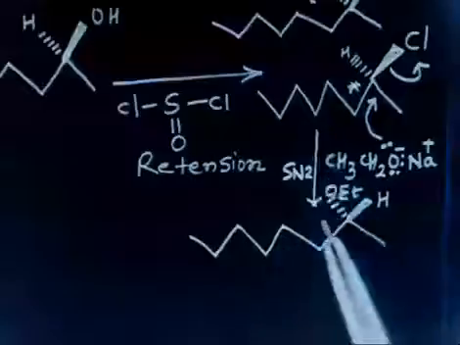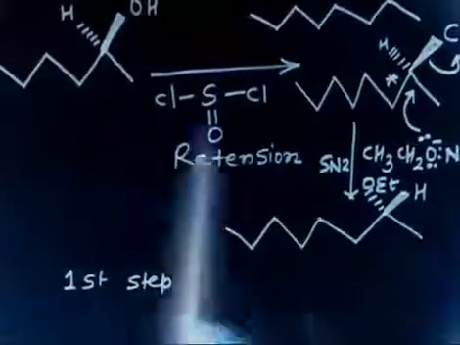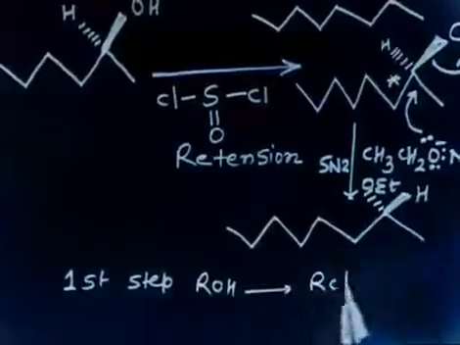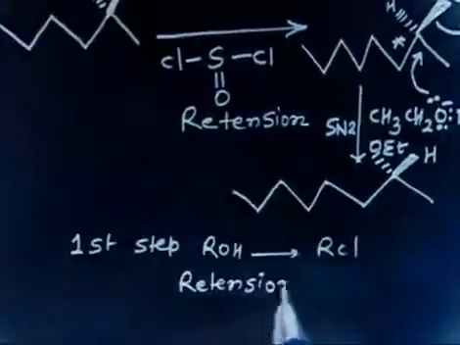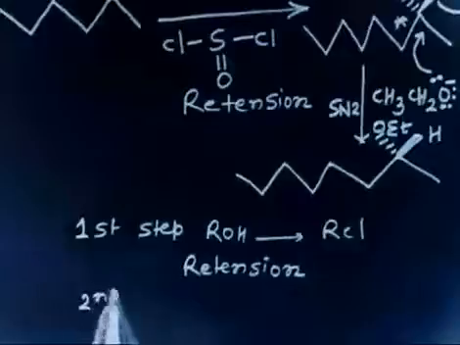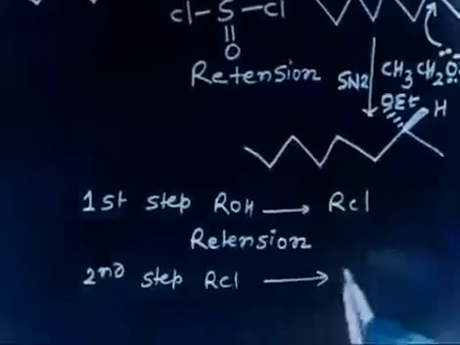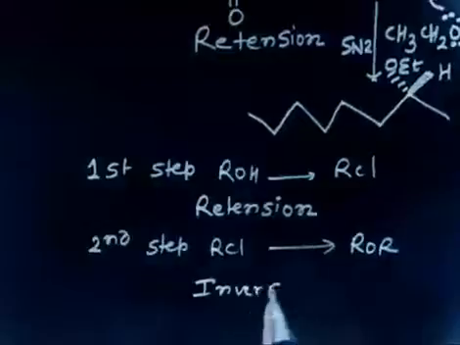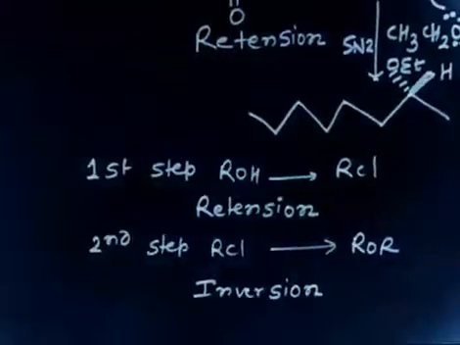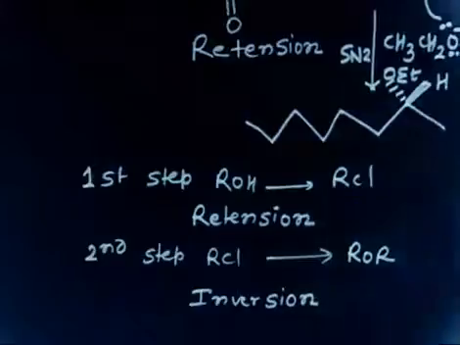So from here to here you will have inversion. You see what is happening: the first step, alcohol to alkyl halide, ROH to RCl, goes with retention. The second step, RCl to ROR, alkyl halide to ether, goes with inversion. Are you getting? And finally the product is inverted.